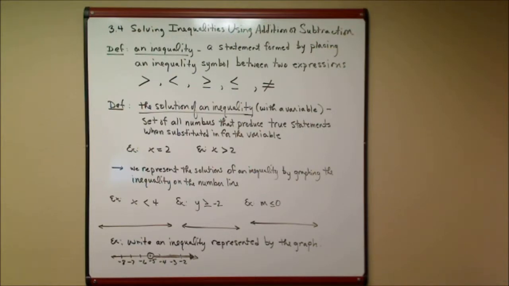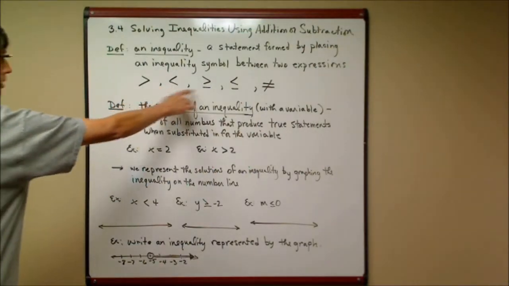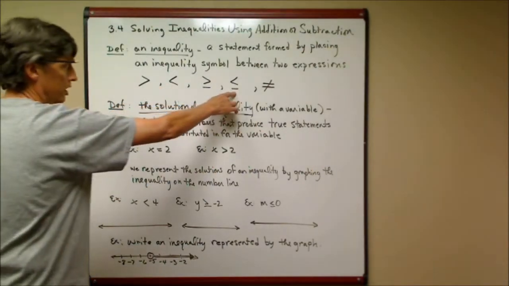But first we need to know a little bit more about what an inequality is, and so we start off with a definition. An inequality is a statement formed by placing an inequality symbol between two expressions. And as you can see, I have several inequality symbols listed there. We have the greater than, the less than, the greater than or equal to, the less than or equal to.